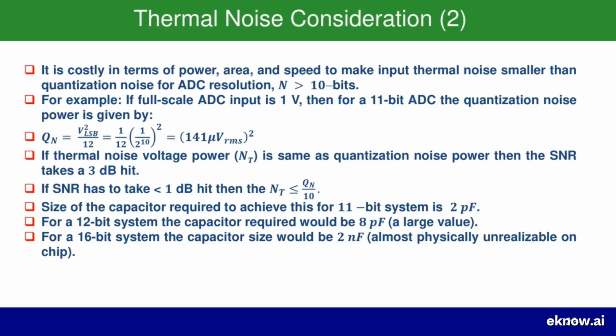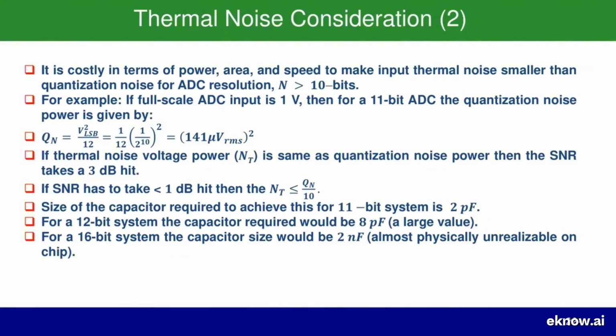So what happens if they're not smaller? The next point says that if our thermal noise power, N_T, is the same as our quantization noise power, Q_, the total noise power doubles. In electronics, when power doubles, we say there's a 3 decibel or 3 dB increase. This means our signal-to-noise ratio, or SNR, takes a 3 dB hit. It gets 3 dB worse, which is a very significant drop in performance. It's like losing half a bit of resolution.